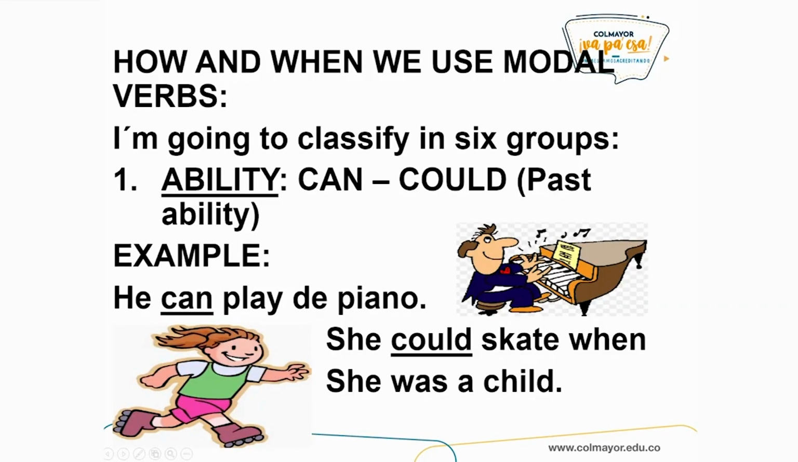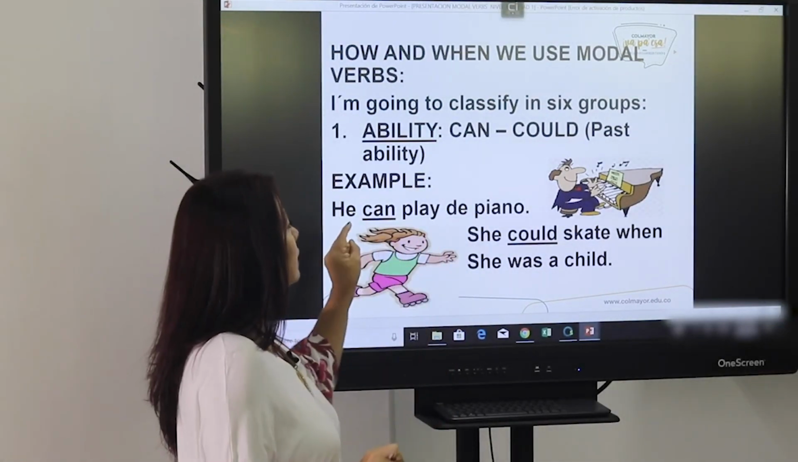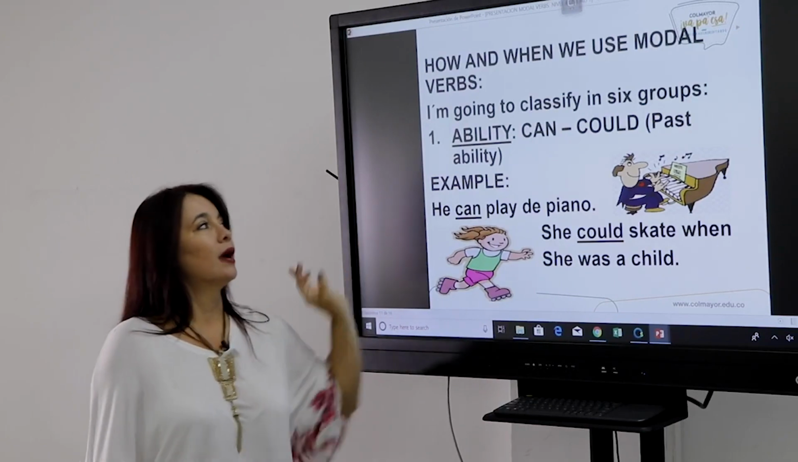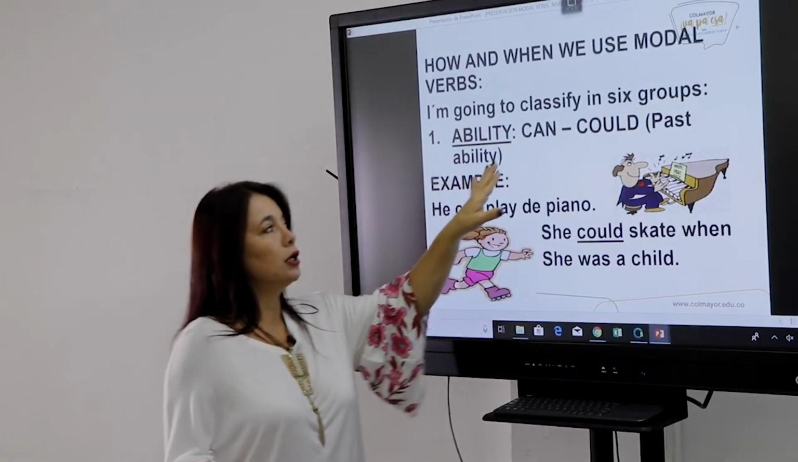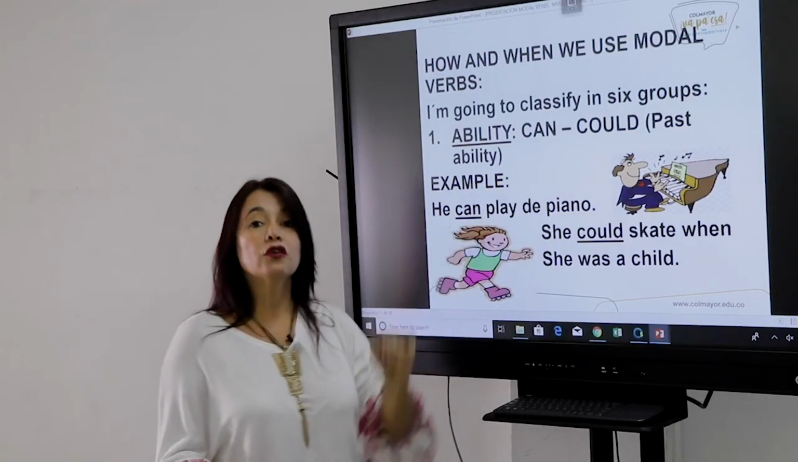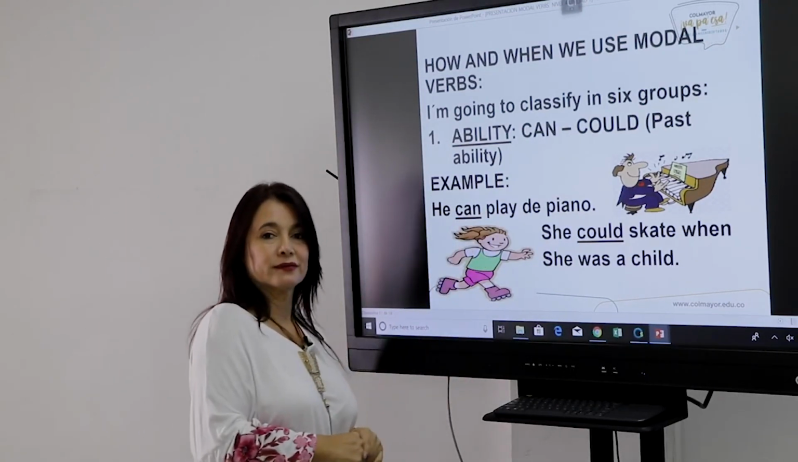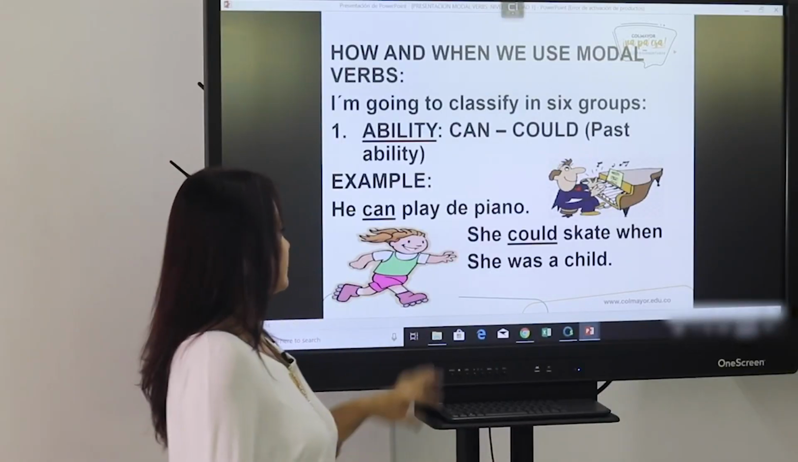Now, how and when do we use modal verbs? The 9 modal verbs that I told you before, we classify them in 6 groups. The first group is ability. The modal verbs that talk about abilities are can and could. Can for present, could for past. For example, I can play the piano. She could skate when she was a child.